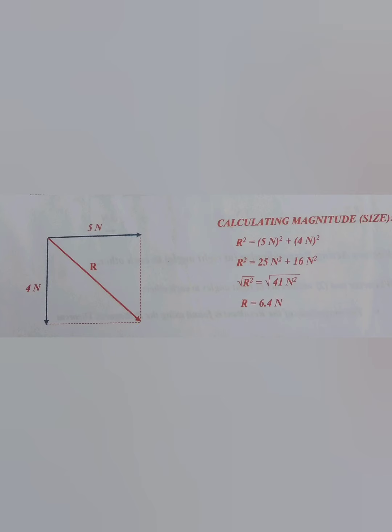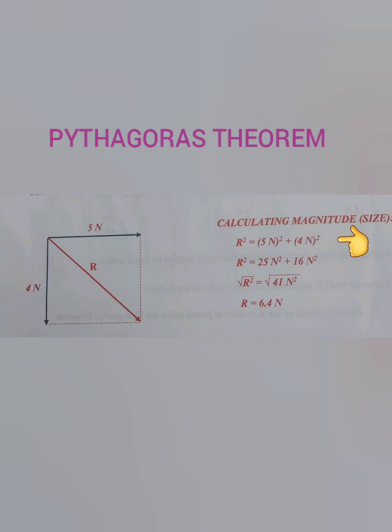And as was stated before, in order to find the magnitude or size of this resultant vector, one has to use the Pythagorean theorem, in which case the equation will become r squared is equal to 5 newtons all squared plus 4 newtons all squared. Moving down, you realize that the r squared is going to be equal to 25 newtons squared plus 16 newtons squared. The next line of the equation shows that the addition of 25 and 16 gives us 41 newtons squared. So in essence, r squared is equal to 41 newtons squared.